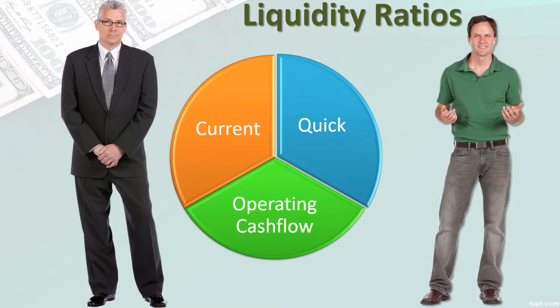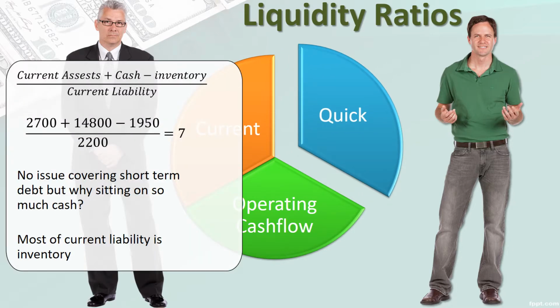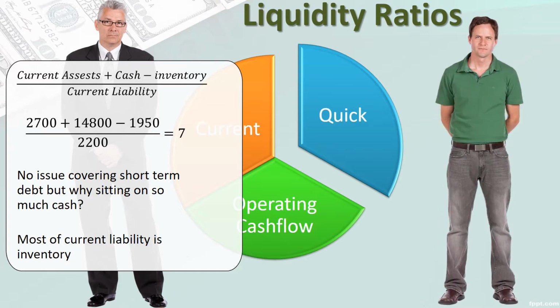Now let's look at the quick ratio. As before, current assets are $2,700. Cash is $14,800. Inventory is $1,950, and current liability is $2,200. Right, so this makes the ratio right around a 7. But with basically the same observations we had from the current ratio, no issue covering short debt, but the company seems to be sitting on too much cash. And since the quick ratio differs from the current ratio by about 1 point, it indicates that almost all the current liability is due to inventory.